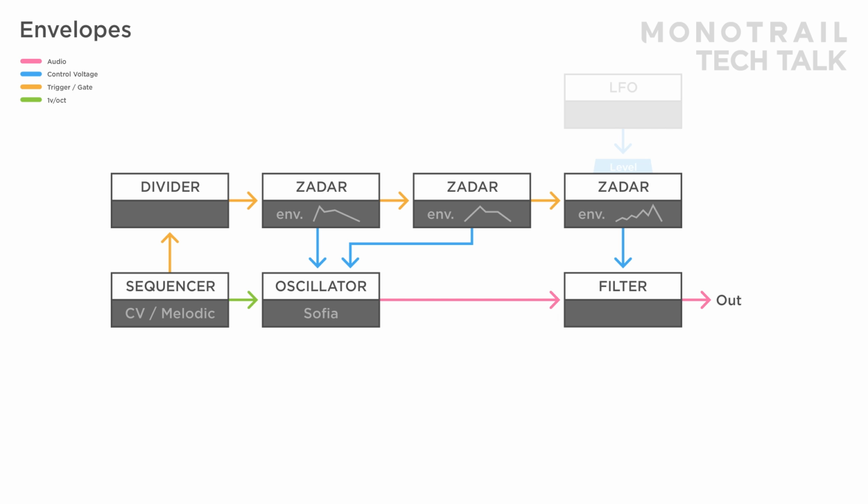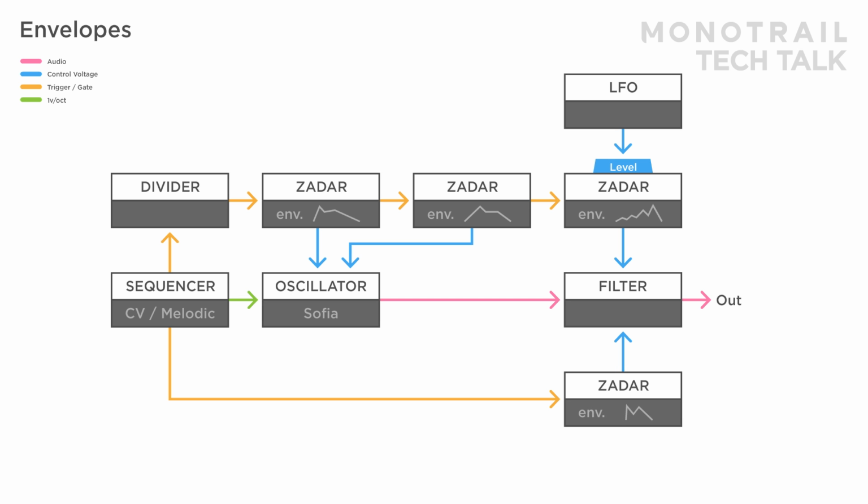That envelope has its output level modulated with a free-running LFO. Finally, a direct output of the clock is triggering a 4th envelope, modulating the filter as well. For the 4th envelope, a shape with 2 spikes is selected. This gives a feeling of a clock multiplied modulation.